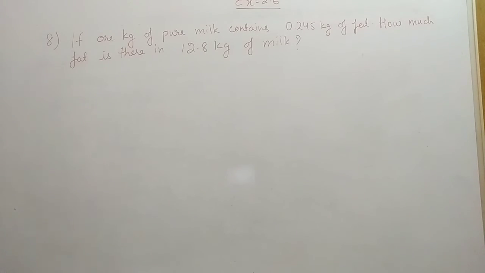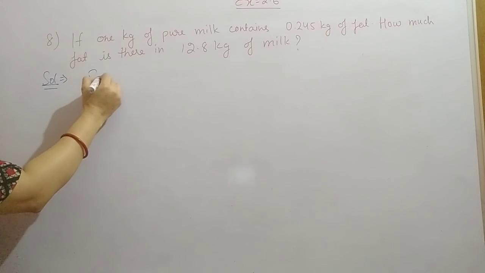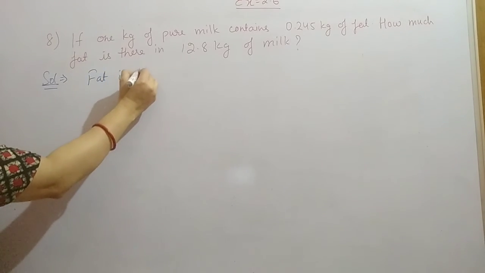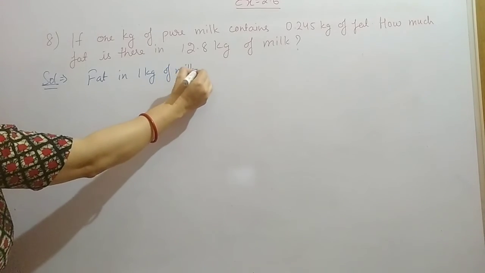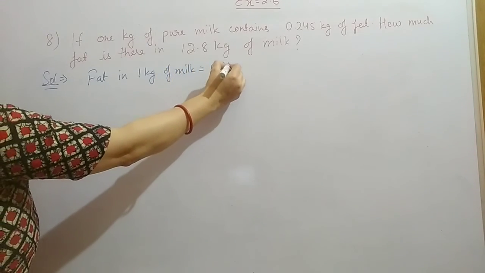Question number 8. If 1 kg of pure milk contains 0.245 kg of fat, how much fat is there in 12.8 kg of milk? So, fat in 1 kg of milk is equal to 0.245 kg.